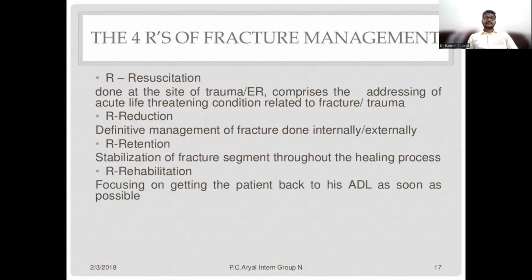There are 4 R's of fracture management: resuscitation, reduction, retention, and rehabilitation. Resuscitation, done at the site of trauma or in the emergency room, comprises addressing the acute life-threatening condition related to the fracture or trauma. Reduction is the definitive management of fracture, done internally or externally. Retention is stabilization of the fracture segment through the healing process. And rehabilitation focuses on getting the patient back to activities of daily living and mobilizing the patient as soon as possible.